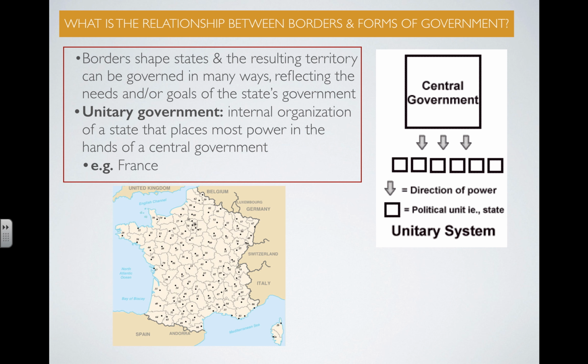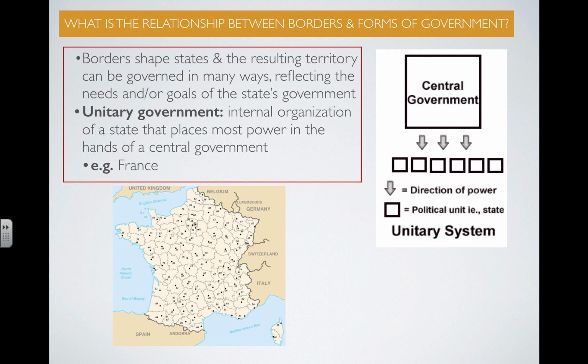So you can see, I like this graphic here because it portrays the idea that the central government is giving power to those regional governments, those provinces, or those regions of government. So in the case of a unitary government such as France, the central government is going to have significant power and more power than the state governments.